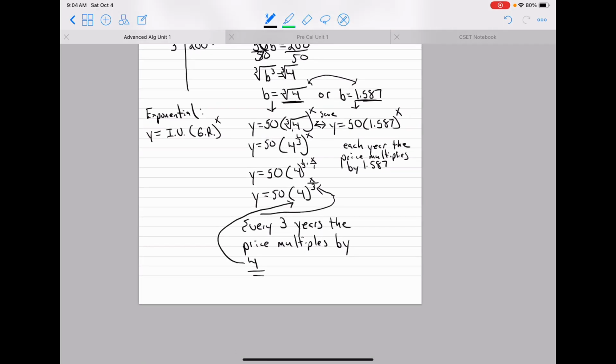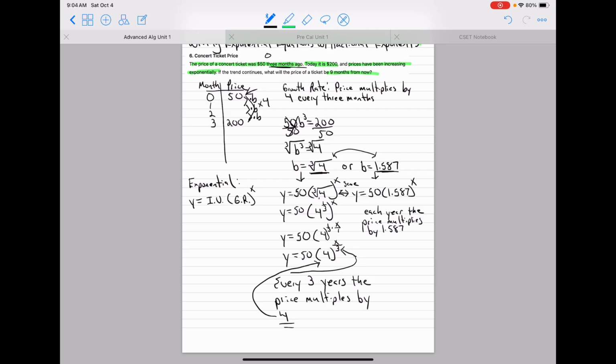That right there. So it just becomes a question of what do you feel like is more useful? I think it's easier to recognize and understand in your head to see that, oh, all right, these ticket prices every 3 years multiply by 4. And that's what this second equation tells me. But that means the same thing as these ticket prices every 1 year multiplied by 1.587. All right? But this is the way that we're trying to get you, and by we, I mean me, trying to get you to learn how to do now. All right? So let's do the next one.